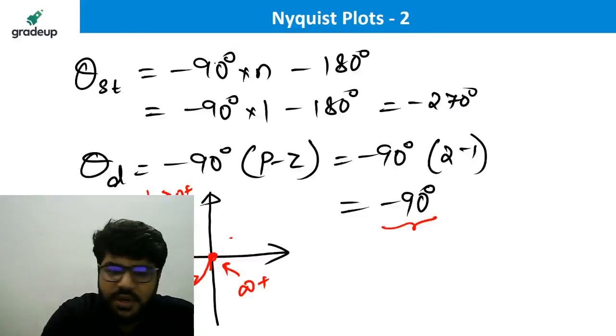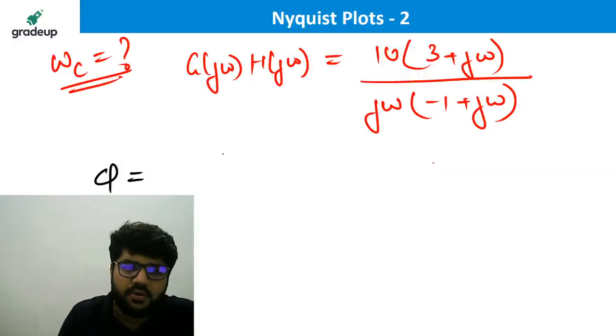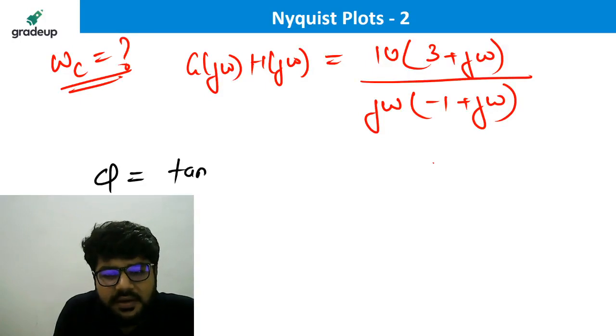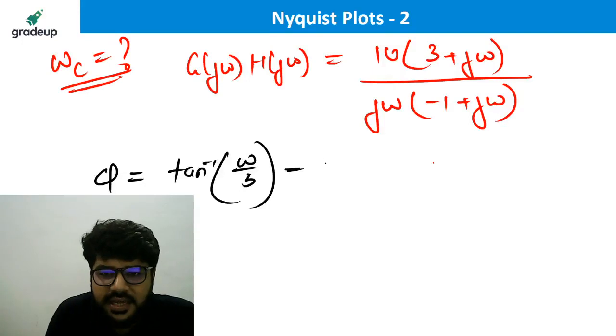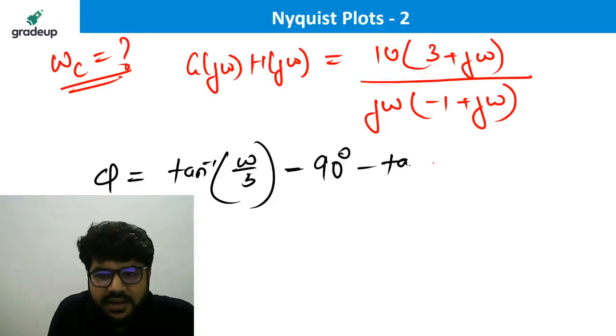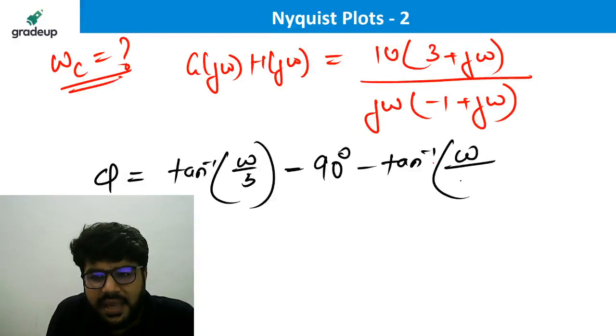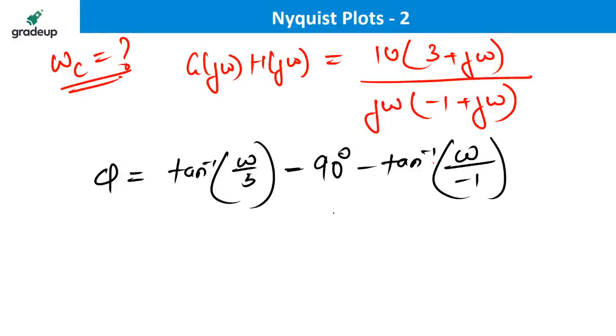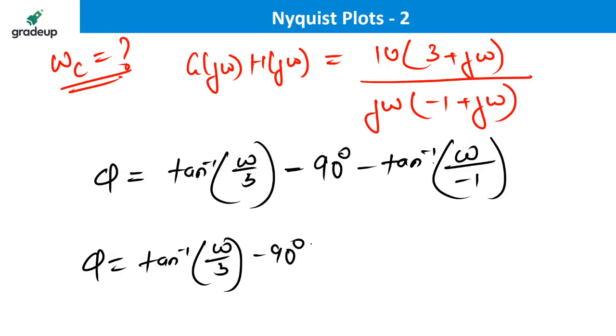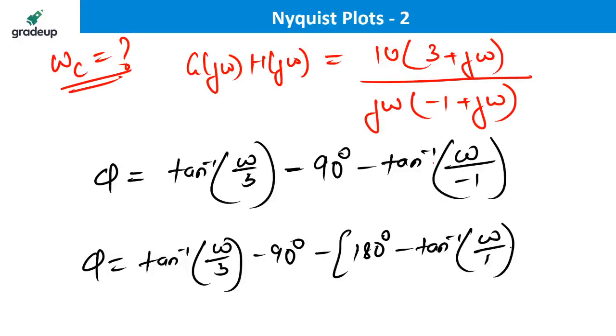Now you have to be a little careful in the phase calculation. Okay, approximately the polar plot I had made earlier with a shortcut, and now looking into this. Phase of the numerator is tan inverse ω by 3. The denominator jω gives 90 degrees. Again the denominator term, so tan inverse y by x, that is ω upon minus 1, and you have to apply the second quadrant formula, otherwise you will get the answer wrong. So this phase is tan inverse ω by 3 minus 90 minus (180 degree minus tan inverse ω by 1).